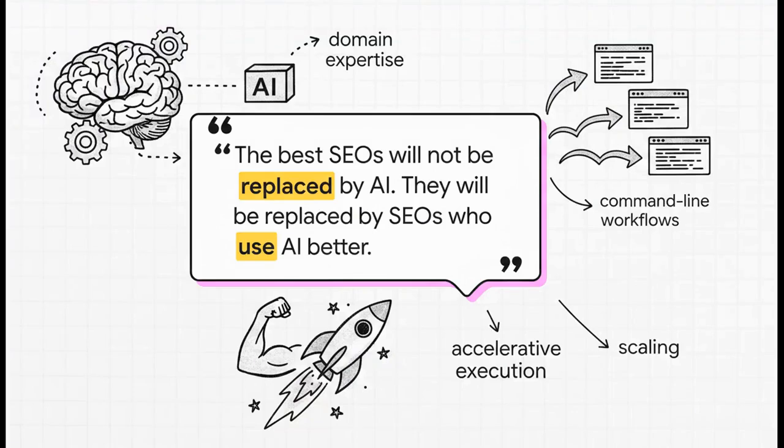I absolutely love this quote from Ayama. It says, "The best SEOs will not be replaced by AI. They will be replaced by SEOs who use AI better than they do." I think that just hits the nail on the head. It perfectly frames why your domain expertise, combined with AI automation, is essentially the ultimate competitive advantage. You're not replacing your judgment here, you are just massively accelerating your execution.